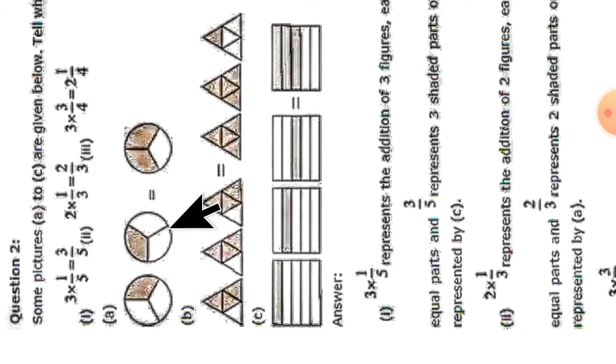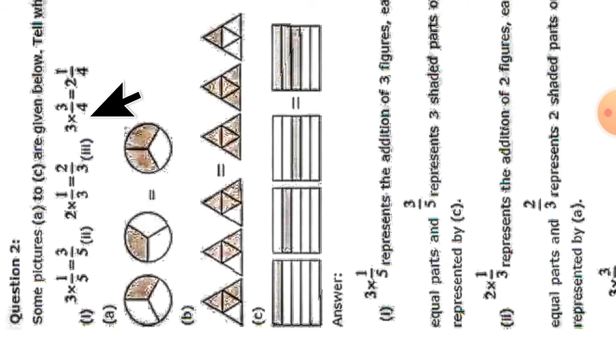Now second one, 2 into 1 upon 3 equal to 2 upon 3. So 2 into 1 upon 3 means 2 figures in which total part are 3, shaded part is 1. So these are the 2 figures in which total part are 3, 1, 2, 3 total part and shaded part is 1, and equal to 2 upon 3 means total parts are 3 and shaded part are 2. So here total part are 3, shaded part is 2. So this matches with A.